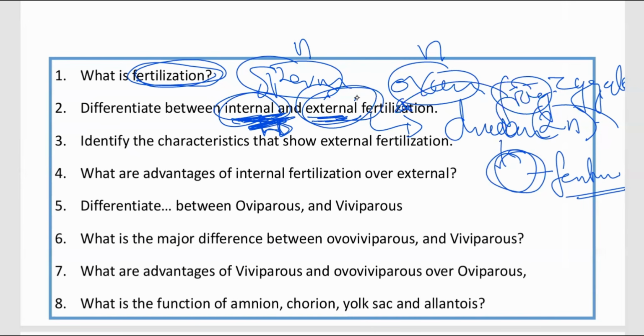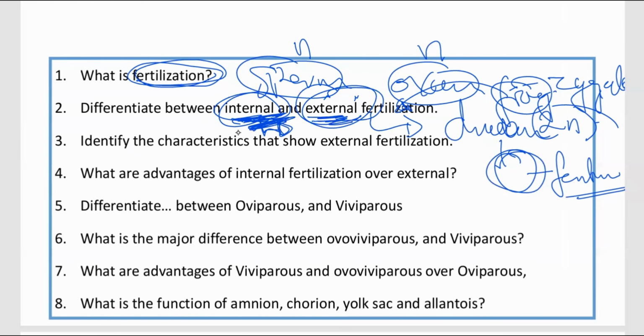Because here the external sperms are not confined in a tube, while internal sperm is confined in the tube, so they move towards the ovum. If they get lost, not that much as when it's external. So you will see that internal has some advantage over external, or it has some features which make it favored compared to external.